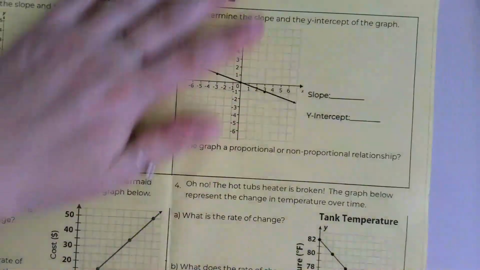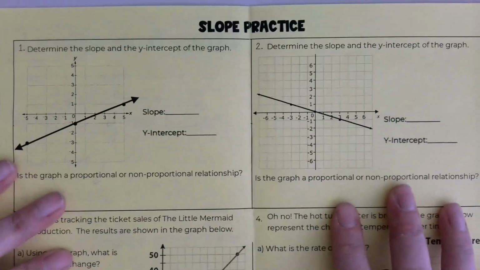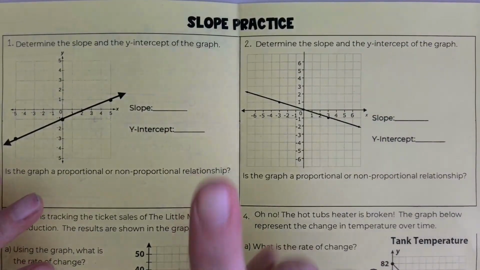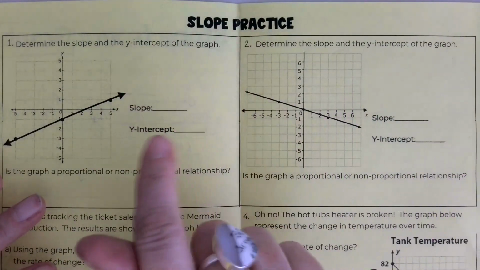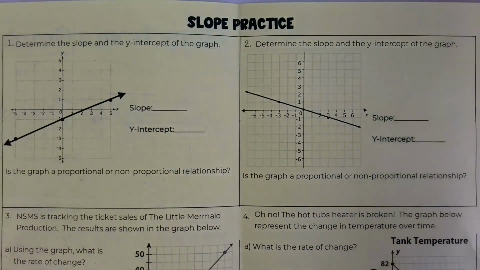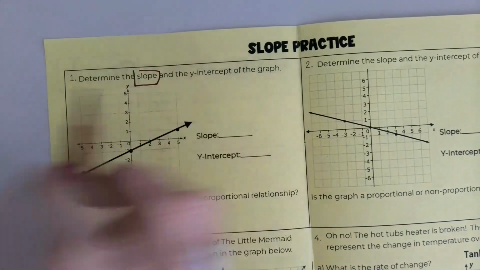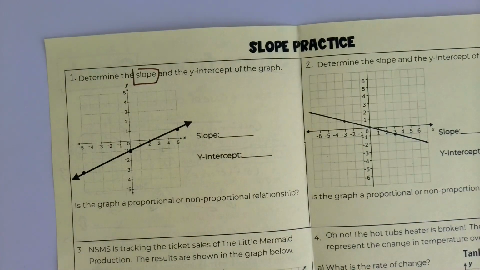Flip. All right, everybody should be looking at the inside. Periods 1 and 4 should be picking up here. This is where we left off. Now, number 1 says determine the slope and the y-intercept of the graph. So let's go and look at number 1. The slope and the y-intercept.